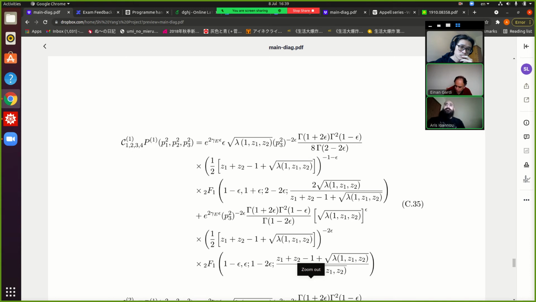But why do you mean poles? I mean, this is a good function. It has only endpoint singularities. Yeah, but if you have endpoint singularities and these are not well regulated, then it will blow up. They are regulated precisely by the epsilon. By the epsilon, exactly. Sure.